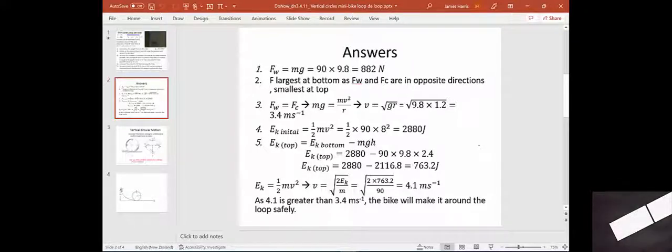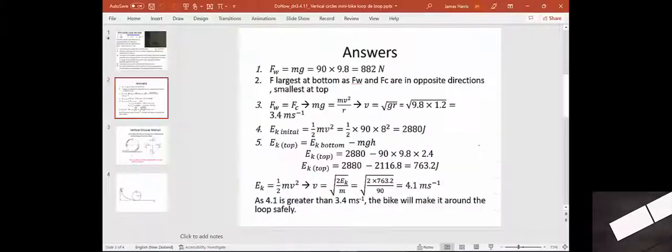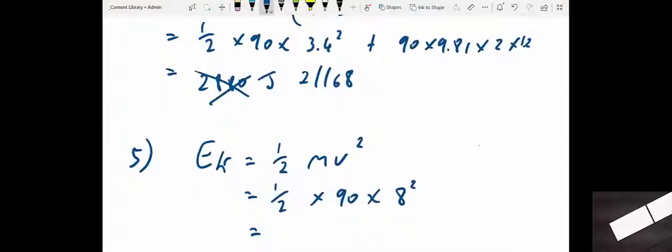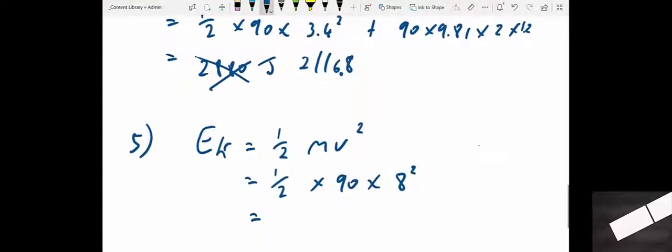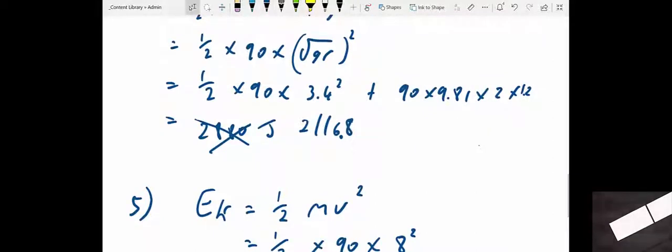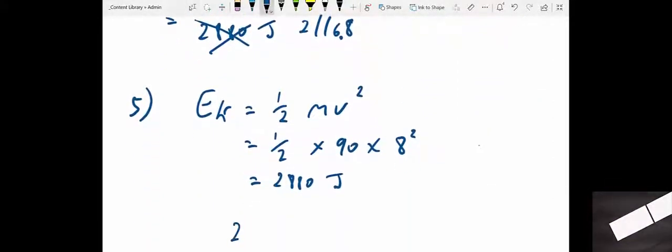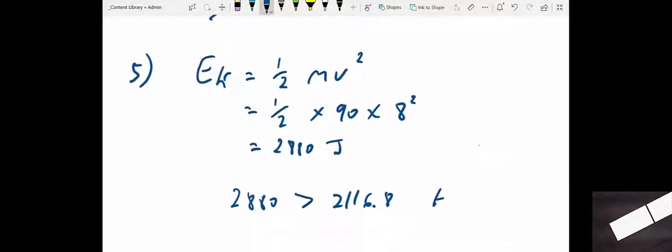Oh, I've done that wrong, haven't I? 21168. Sorry, so that number there was 21168, and this number here is 2880. And because 2880 is bigger than 2116, he makes it around.